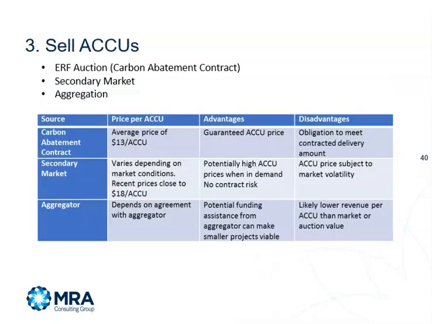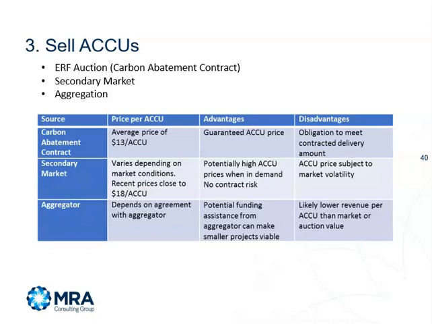ACCUs generated by a project can be sold for cash. ACCUs can be sold back to the government through a carbon abatement contract via reverse auctions. ACCUs can be sold on the secondary market, or ACCUs can generate revenue via an aggregator. Each of these has their advantages and disadvantages.